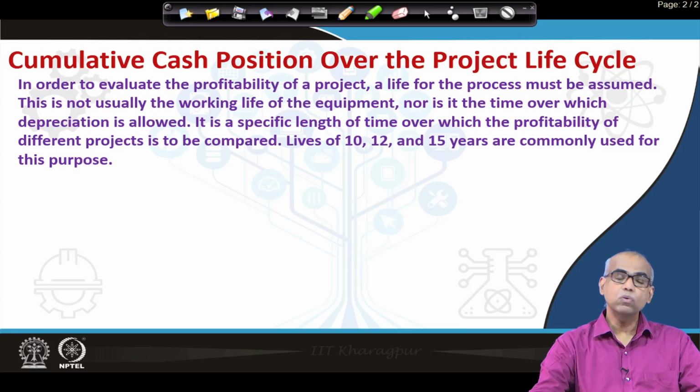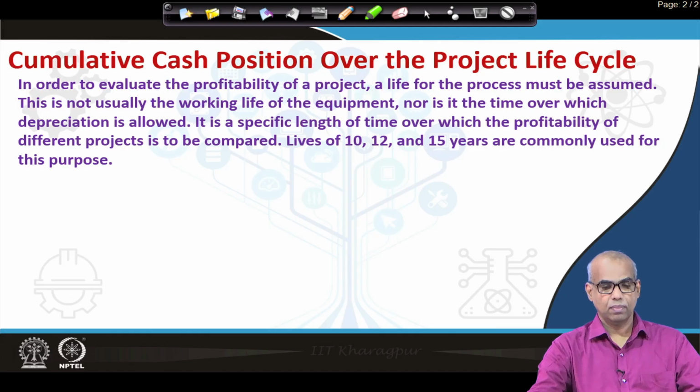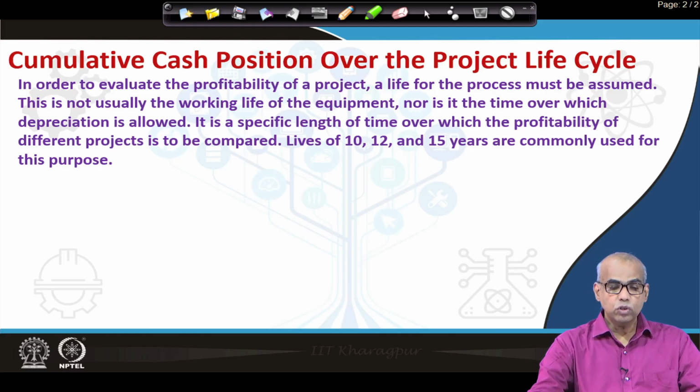Now, we will briefly review the cash flow diagrams, or in particular cumulative cash flow diagrams. In order to evaluate the profitability of a project, a life for the process must be assumed. Let us say, shall we consider 10 years as the life of my chemical plant? This is not usually the working life of the equipment or the plant, nor is it the time over which depreciation is allowed.